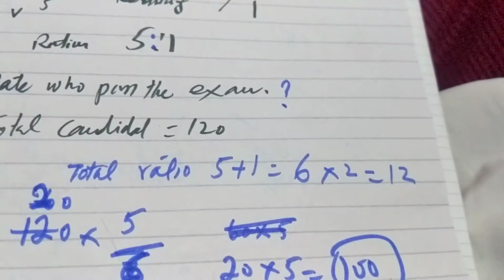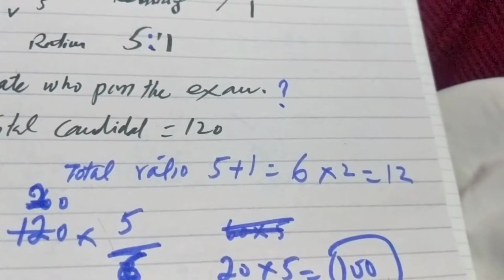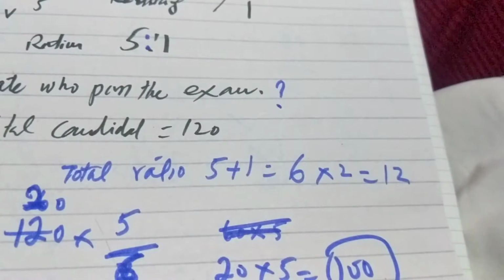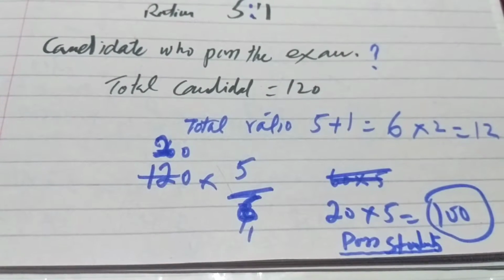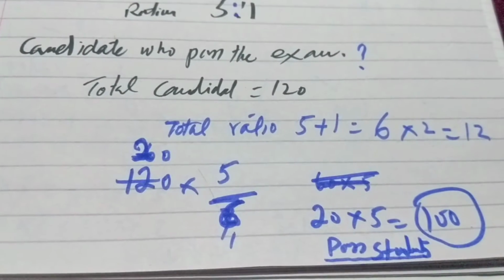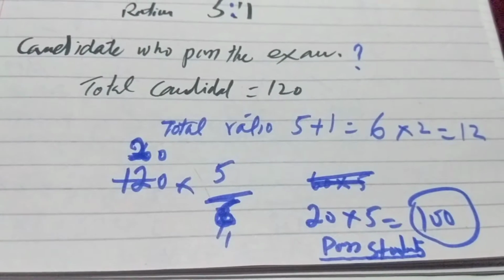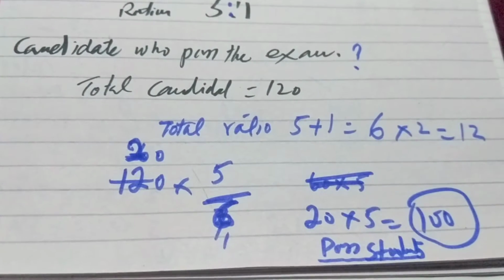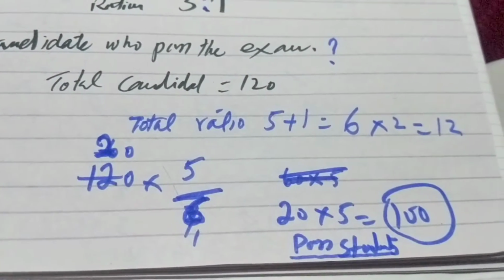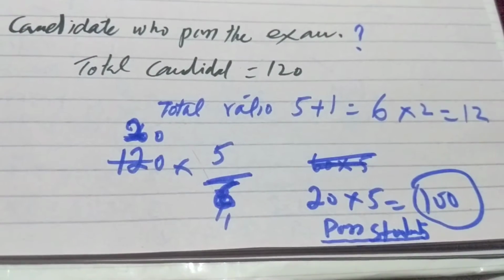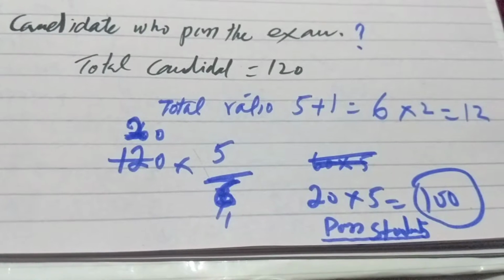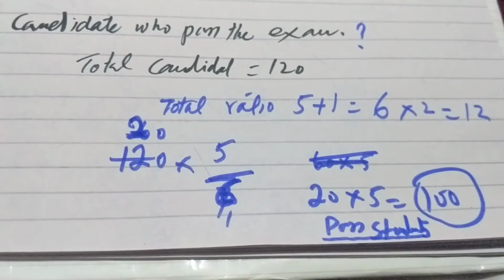Because the students are of two types, passed and fail. So 6 when multiplied by 2 is equal to 12. Now as we are going to calculate the number of students who have been passed, as the total candidates are 120, 120 when multiplied by 5 over 6, passed students are 5 divided by 6.